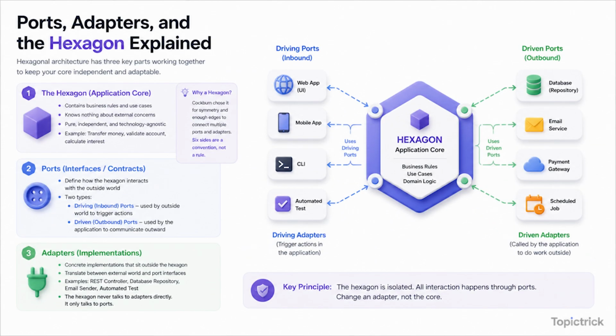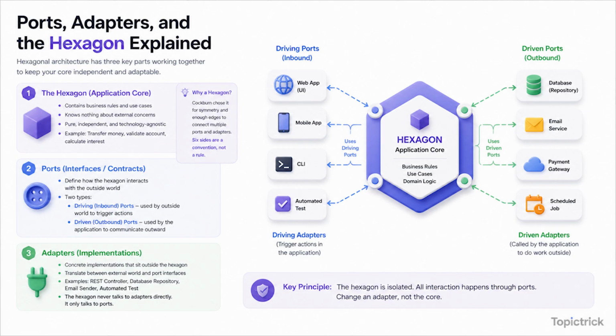Let us look at the 3 key parts in detail. First, the hexagon. This is your application core. It contains your business rules and your use cases. Nothing in the hexagon knows about databases, user interfaces, or external services. If you are building a banking application, the hexagon knows how to transfer money, validate an account, and calculate interest. It does not know whether that request came from a mobile app or a scheduled batch job. It does not know whether the data is stored in PostgreSQL or in memory. The hexagon is pure.